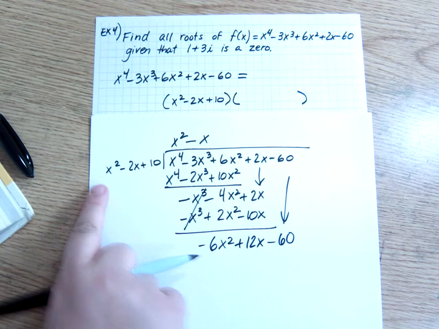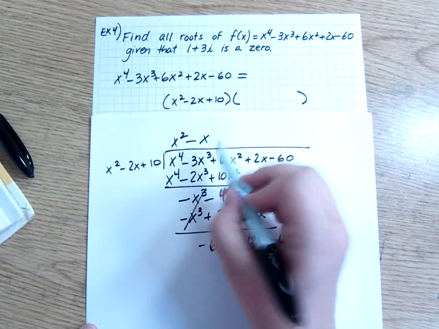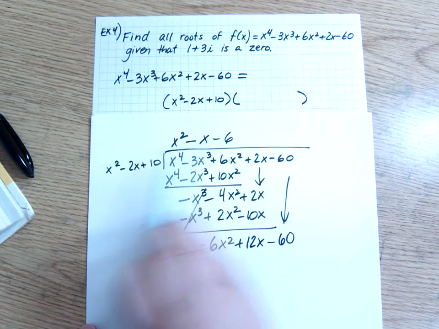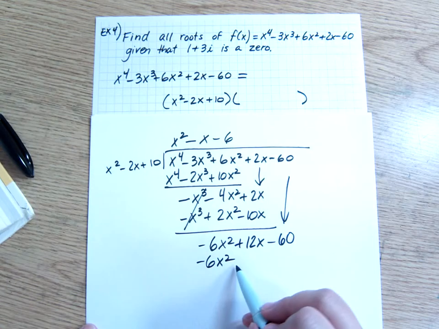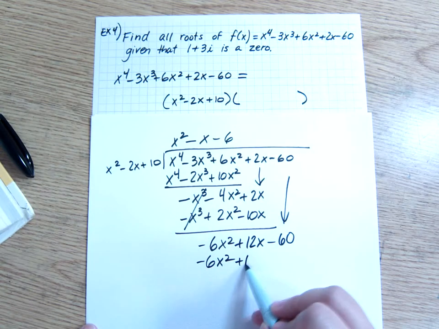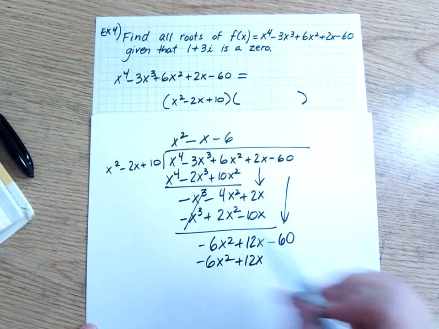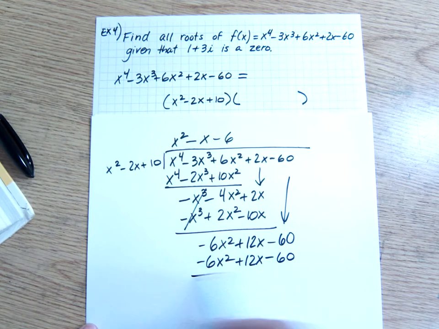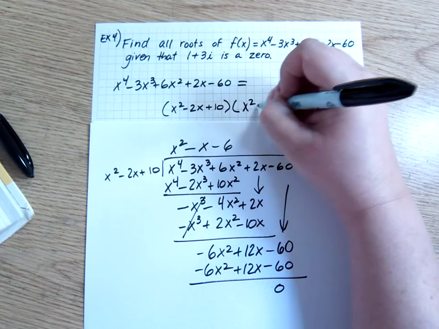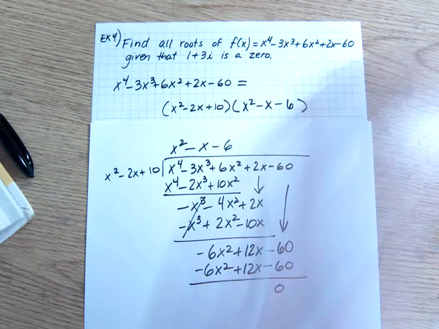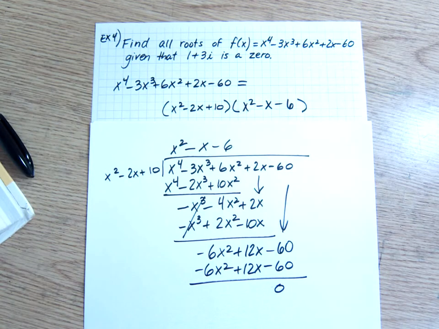X squared times what makes negative 6x squared? That's negative 6. Negative 6 times x squared, negative 6x squared. Negative 6 times negative 2x is 12x. Negative 6 times 10 is negative 60. And thank goodness we got 0 because we needed that. We needed it to go exactly this many times so that we can factor it.